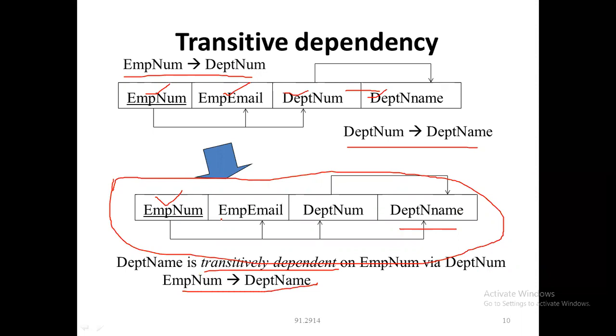EMP number has to travel to the department name. How is it transferred? It is connected to the department number, and the department number tells me the name of the department. So I will have the number and the employee number.